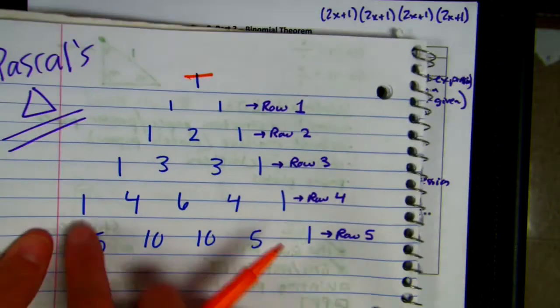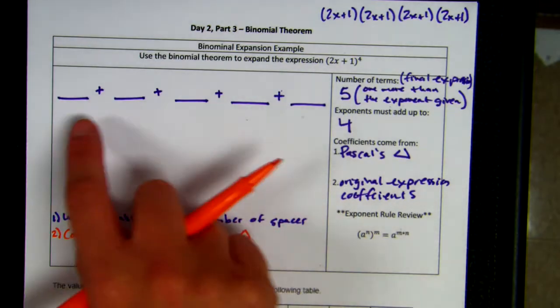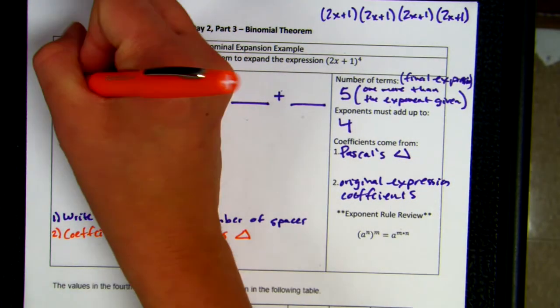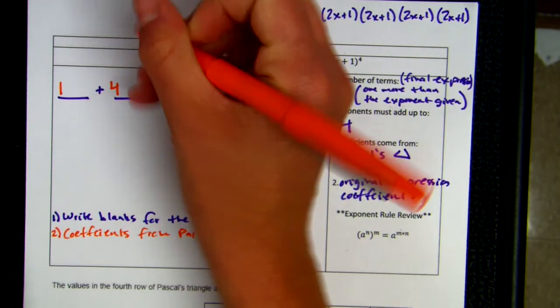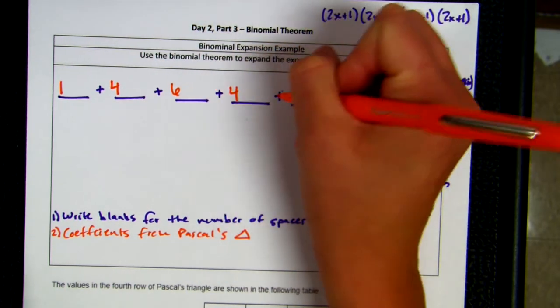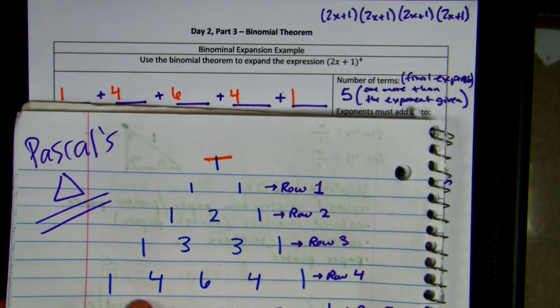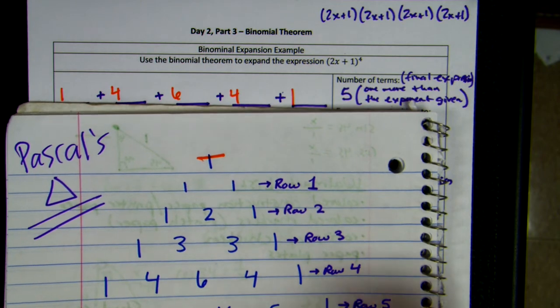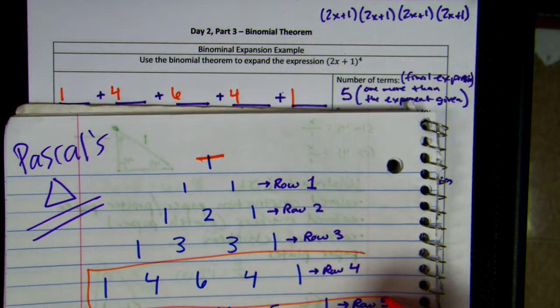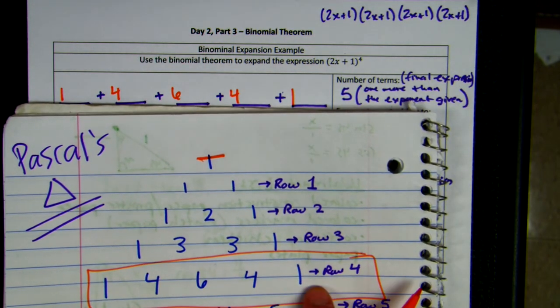So first thing, we just copy these over into our expression here. So I've got 1, 4, 6, 4, 1. Notice that that matches exactly to row 4 of Pascal's triangle. Right here, 1, 4, 6, 4, 1.